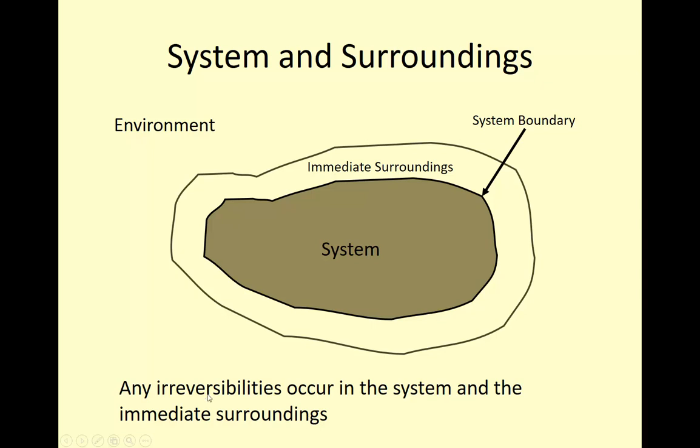Any irreversibilities that occur in the system or in this process will occur within the system and the immediate surroundings itself. So we'll assume that nothing really affects the environment, but if anything were, it would be a reversible process so that we could reverse it and have no undue effect on the environment.